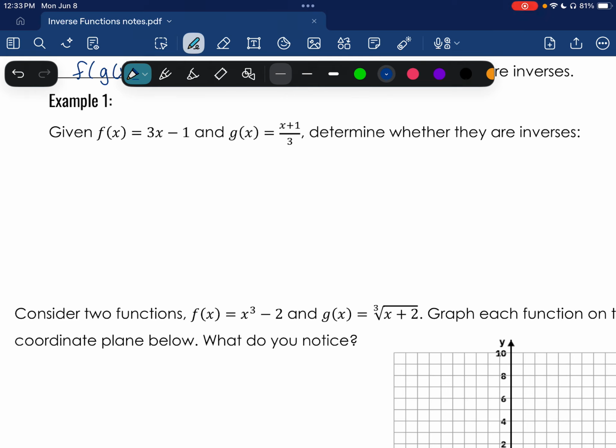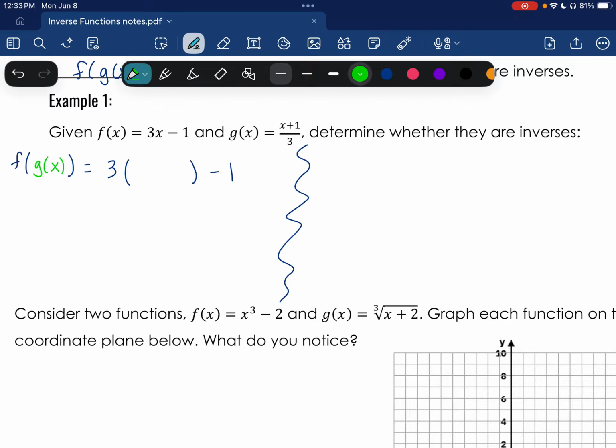So f of g of x. In place of x in my function f, I'm going to plug in g. I always like to write it this way with a big open set of parentheses where I'm going to be substituting that whole function in for what used to be x. So the quantity x plus 1 over 3. That's my function g.